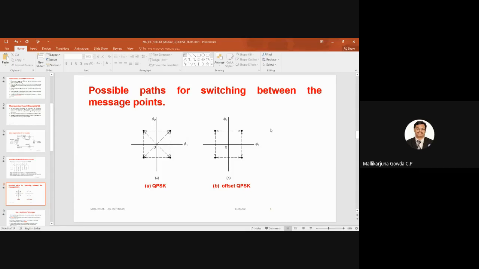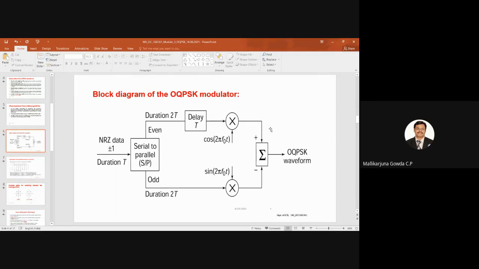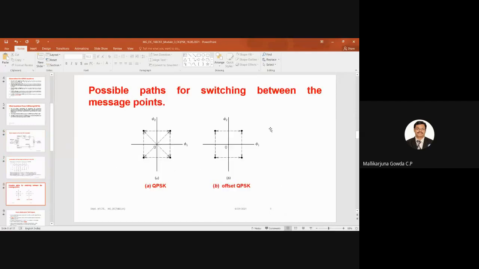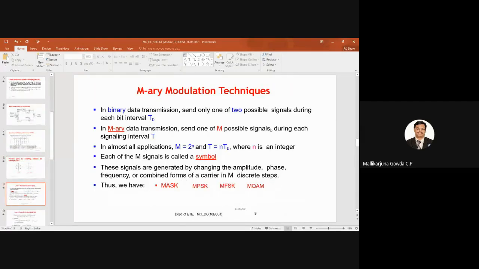Okay, so as far as your text, this block diagram is not there, which I have taken from a different source. But nothing wrong in writing this block diagram and explaining if they ask about OQPSK. Okay, is that fine? If you have any questions, you can ask. Then I can go to the next topic, which is M-ary modulation techniques.